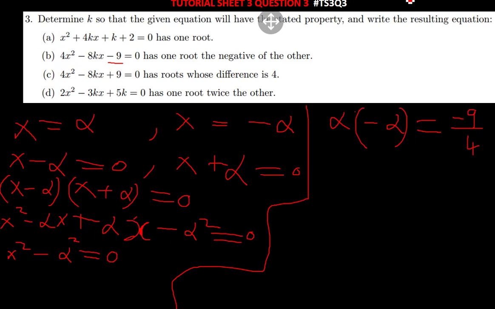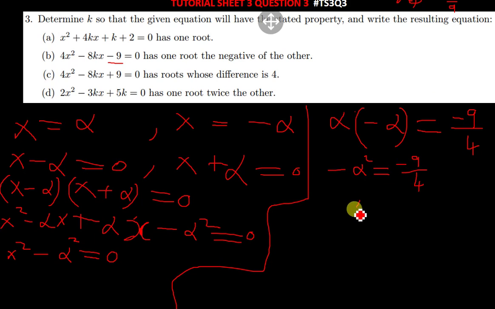We know to say alpha times beta is equal to c over a, and then alpha plus beta is equal to negative b over a. Okay, so we quickly continue. So this is going to be negative alpha squared being equal to negative 9 over 4.